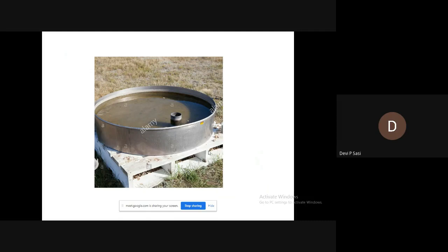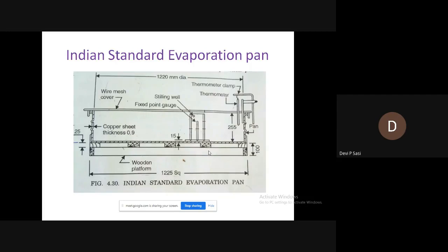We can say it is due to the factors which I have told. So we can say lake evaporation is equal to pan coefficient into pan evaporation. The lake evaporation is always less than pan evaporation because, as I told you, many factors affect the pan evaporation. So we can write lake evaporation is equal to pan coefficient into pan evaporation. Then the pan coefficient of the Indian standard evaporation pan is around 0.8.